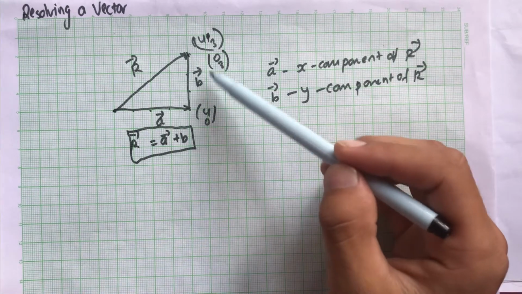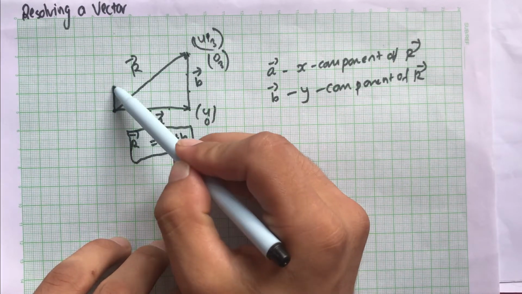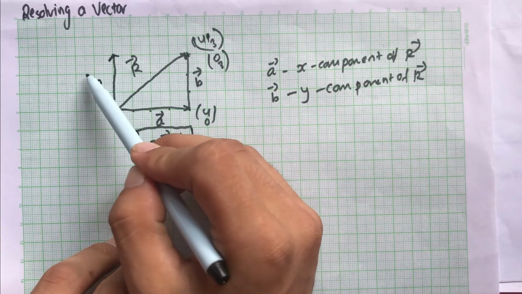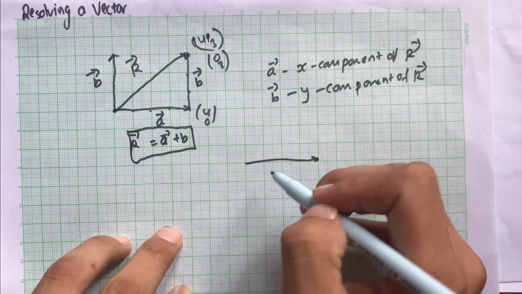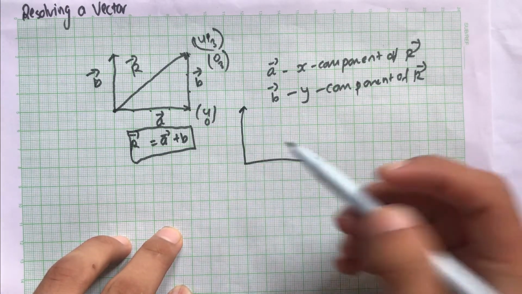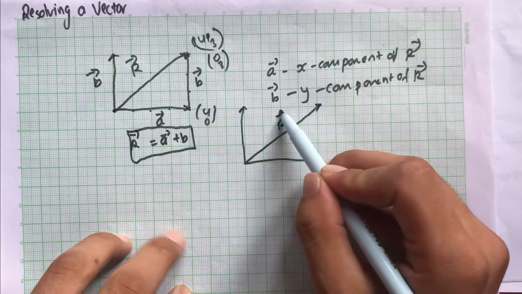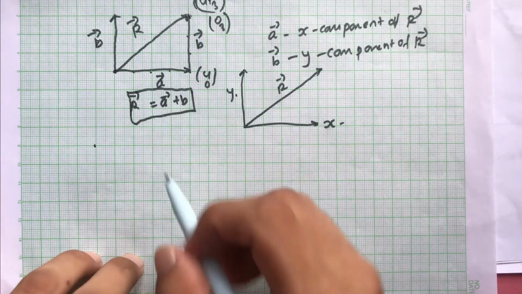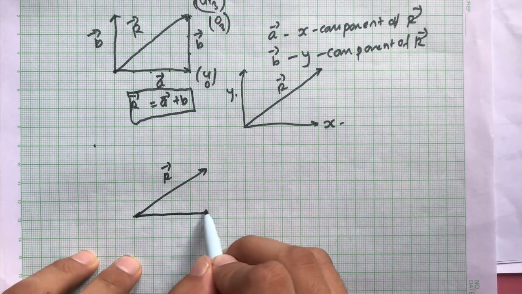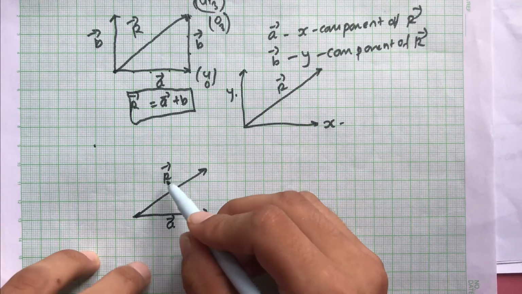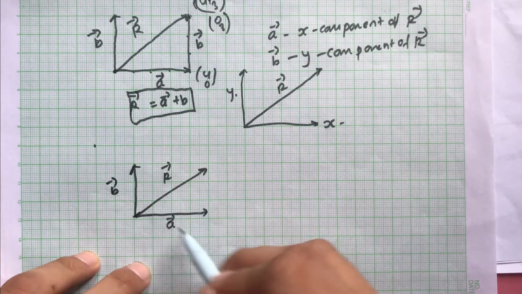Generally this B vector here is drawn from the starting point of R vector from here. Sometimes B vector is drawn like this. So A vector is the x component of R vector and this is the y component of R vector, and these two vectors give this resultant, which is R vector. So let's say I have a vector R vector just like that, and this A vector is the component of R in x direction, and this B vector is component of R in y direction.